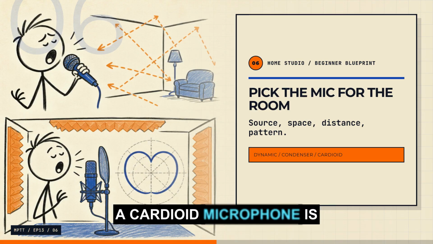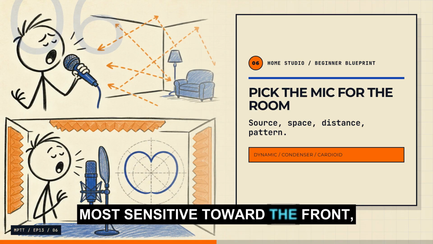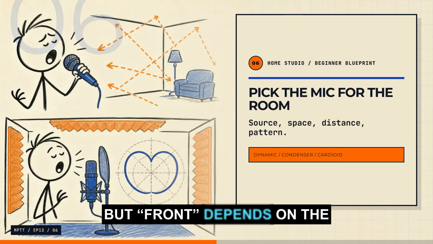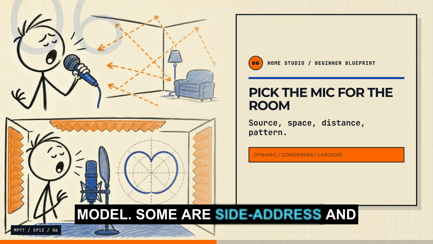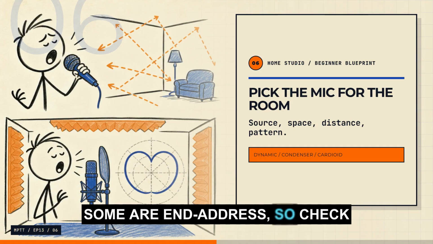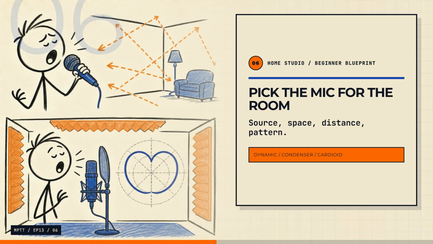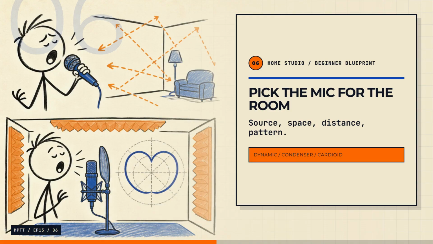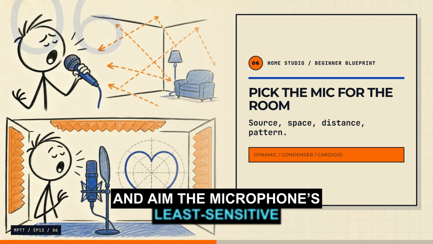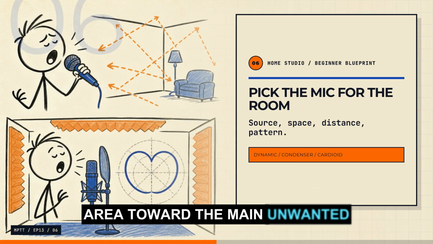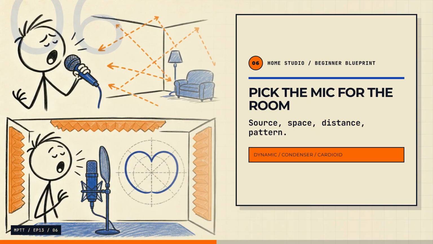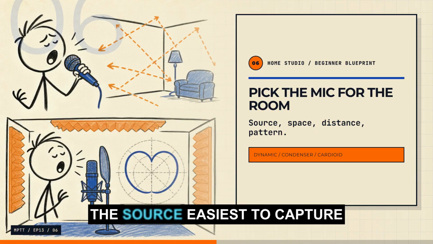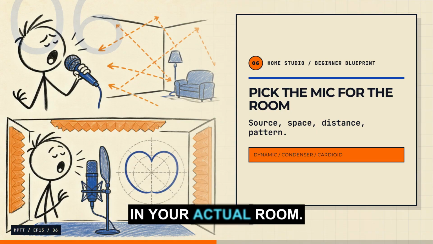A cardioid microphone is most sensitive toward the front, but front depends on the model. Some are side address and some are end address, so check the diagram instead of guessing. Start close enough for a healthy signal, use a pop filter for vocals, and aim the microphone's least sensitive area toward the main unwanted noise when practical. Choose the microphone that makes the source easiest to capture in your actual room.